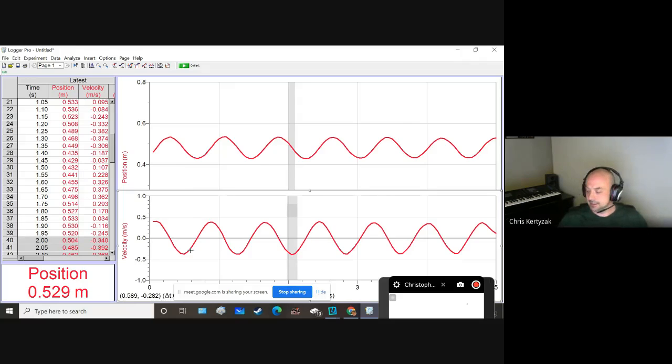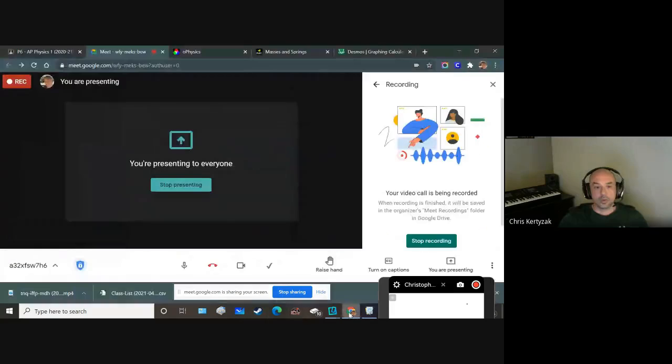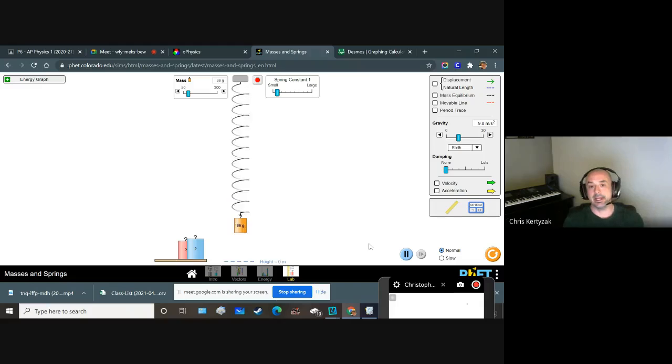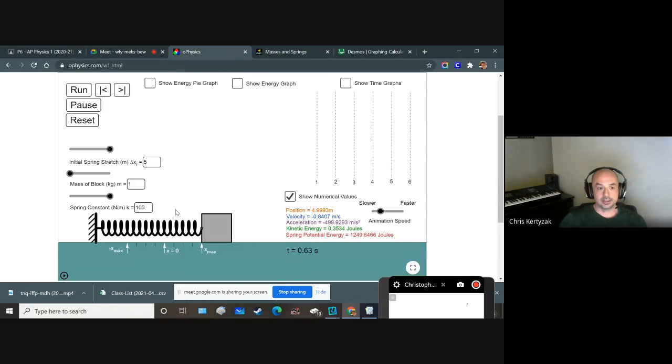But do recognize, again, that it doesn't really matter whether we're talking about vertical motion up and down, which you will see on the AP exam, or horizontal motion, more like this one, back and forth. The concepts are all the same. Omega, period, mass, spring constant, the modeling that we're going to talk about today, all is exactly the same.